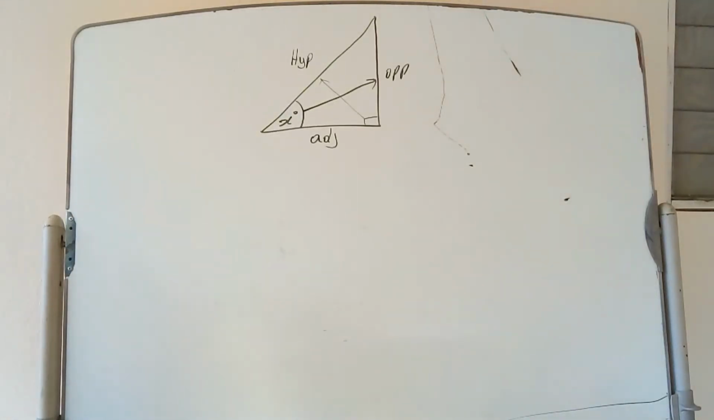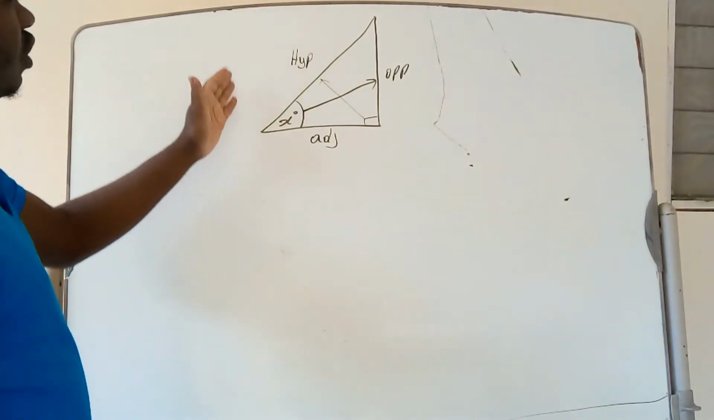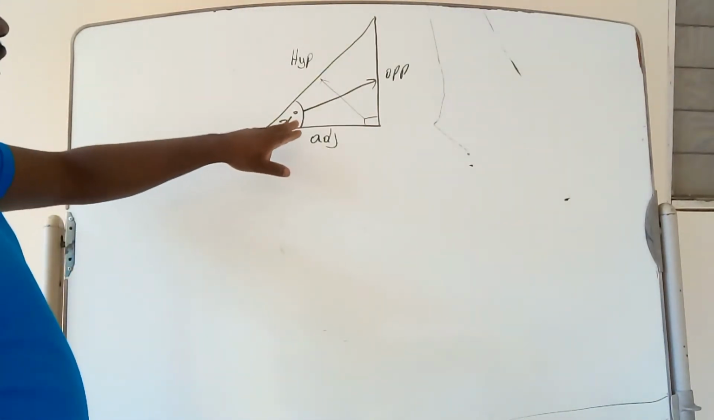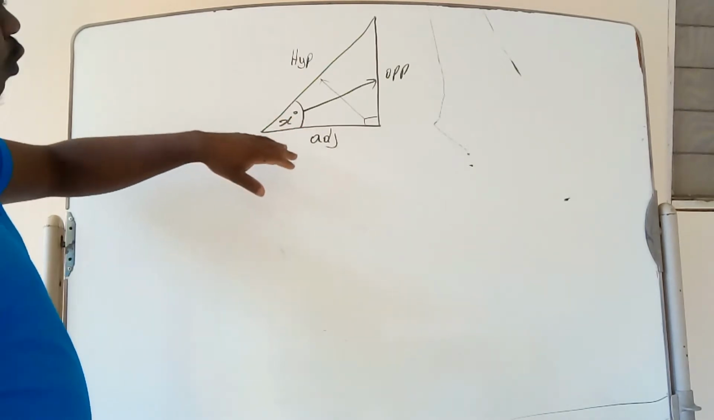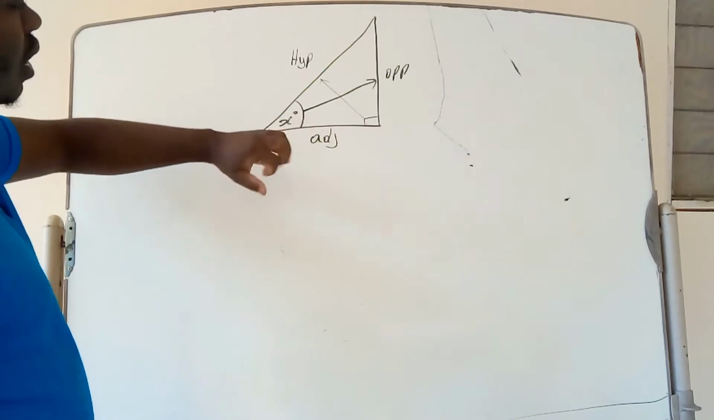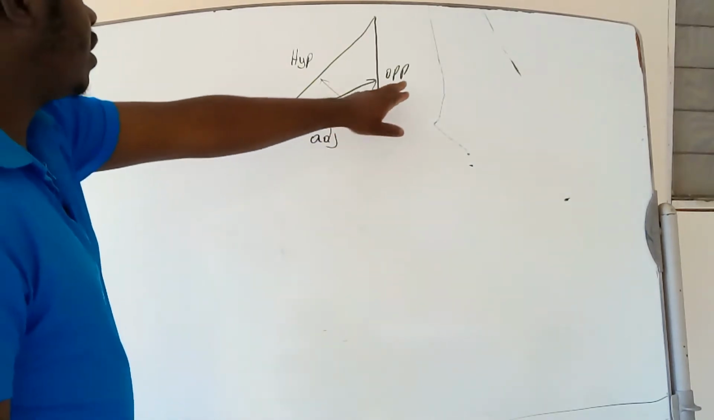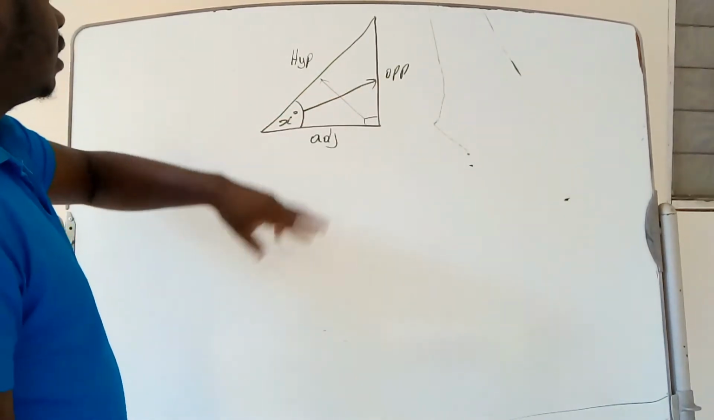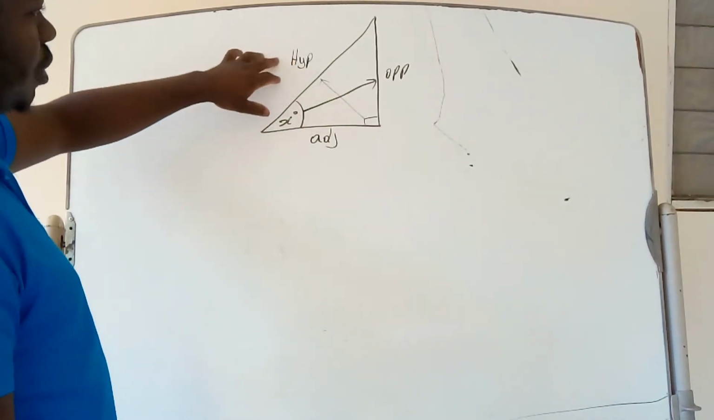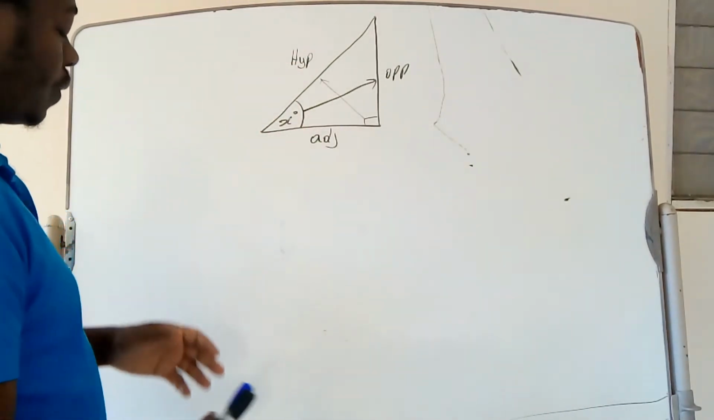Hello everyone. Here on the board I have a right angle triangle, perfectly drawn. And we have an angle which is x degrees. We label this triangle according to angle x. This side is the opposite side. This side is the adjacent side to angle x. And this side is always the hypotenuse, which is the longest side.